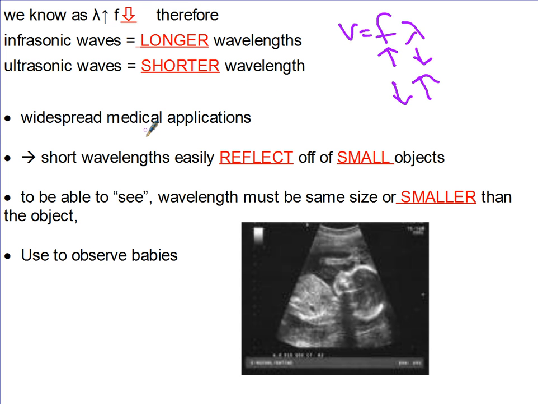Now, ultrasound, we know, has a lot of medical applications. That's because these short wavelengths come in and bounce off small objects. So we can see, or detect, small objects. But the wavelengths have to be the same size or even smaller, preferably smaller, than the object they're bouncing off of. This is what we use to look at babies before they're born.